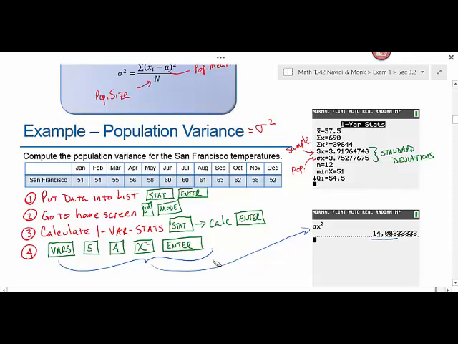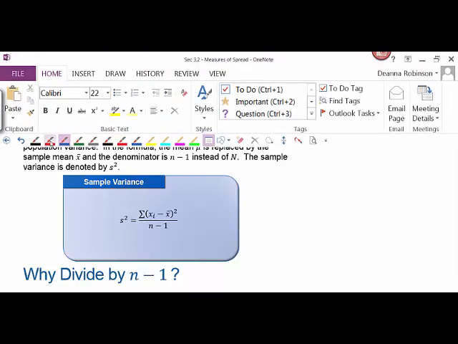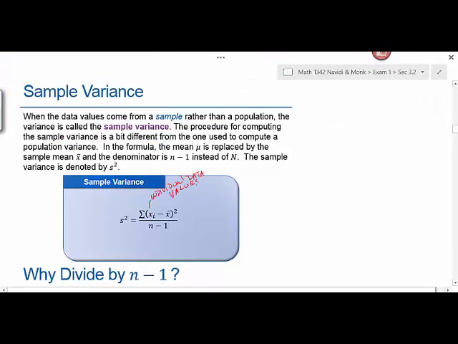Now if you've got your steps written down and your calculator's misbehaving, you can bring your calculator up to me and I'll try and make it behave. But you have to have your steps written down. How we calculate the sample variance is we use this formula. Notice we still have our individual data values, but because this is a sample variance, now we're going to use the sample mean, and then this is our sample size minus 1.